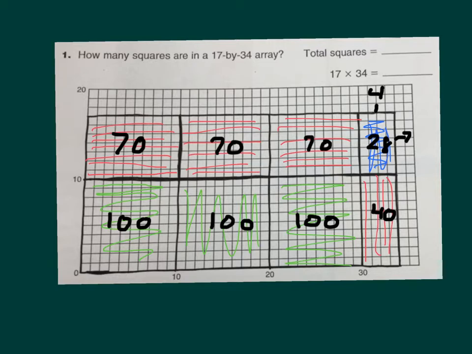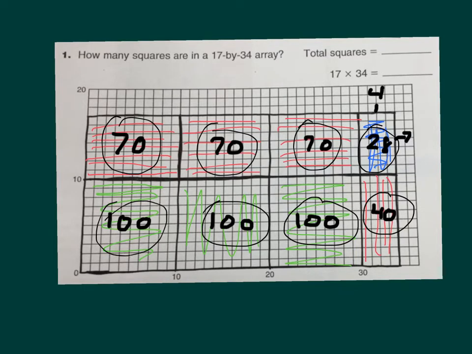Now I need to tally these values up to get my total answer. So I'm going to look and I'm going to go 70 plus 70 plus 70 plus 28 plus 40 plus 100 plus 100 plus 100. That gets me a total of 578. Again, this value matches my answer that I got using partial products, so I know it's correct.